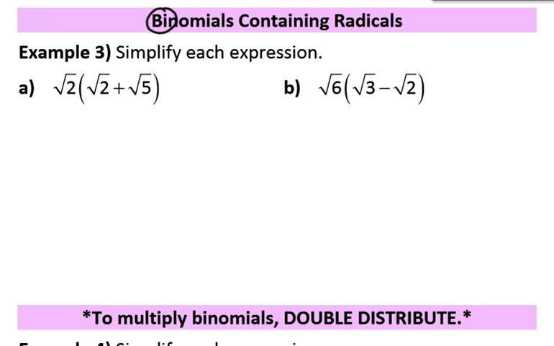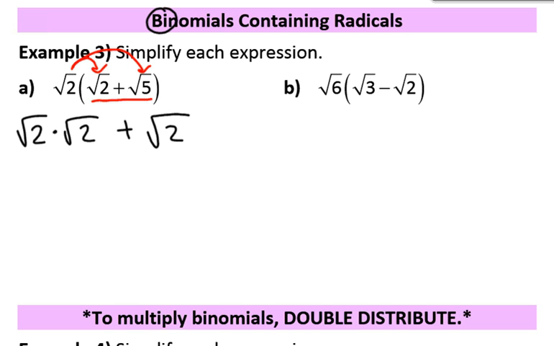So for example 3, notice that I have the square root of 2 times square root of 2 plus square root of 5. Now, square root of 2 plus square root of 5, inside that parentheses, that cannot simplify, okay, because they're not like radicals. But what you can do is distribute that square root of 2 inside both of those. So then what that would look like, you would get square root of 2 times square root of 2 plus square root of 2 times square root of 5.